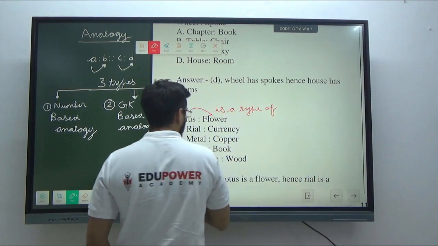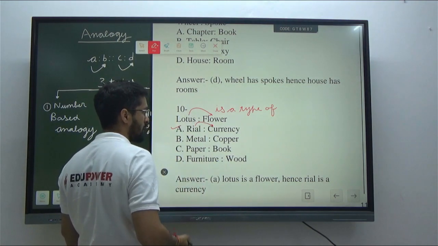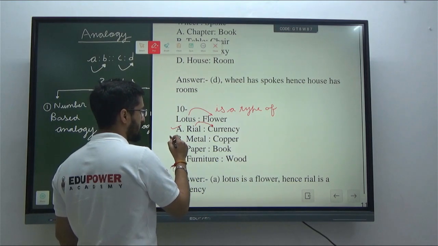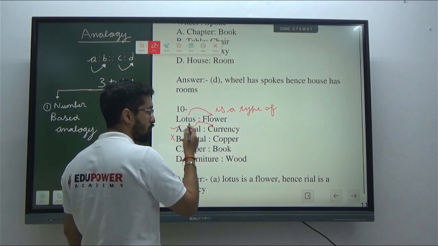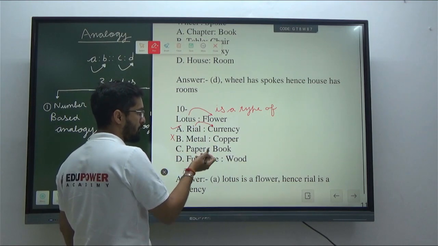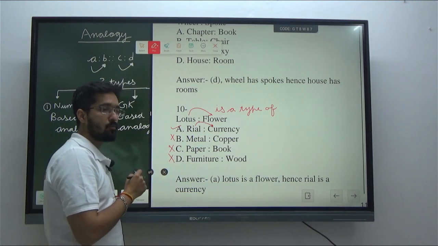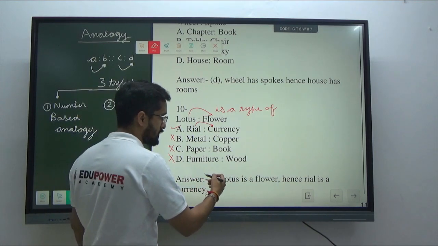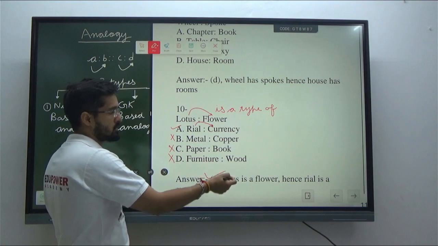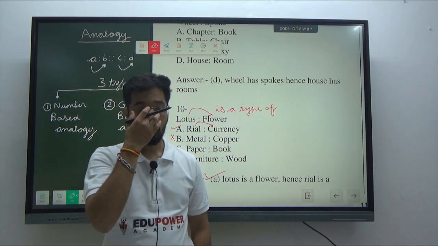Rial is a type of currency, seems to be correct. Okay, it's a currency of Iran. Metal is a type of copper, wrong. Metal is not a type of copper. Copper is a type of metal. Paper is a type of book, wrong. Furniture is a type of wood, wrong. So the correct answer here is that, as lotus is a flower, hence Rial is a type of currency, right.